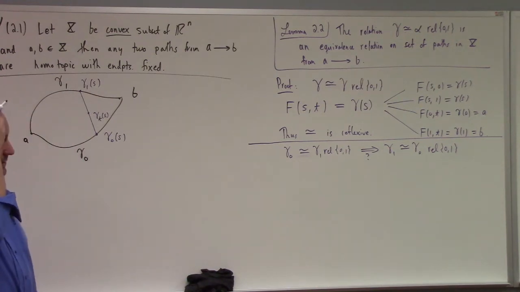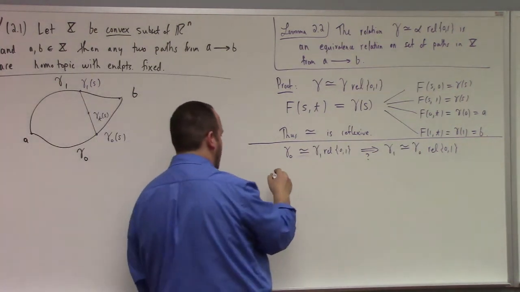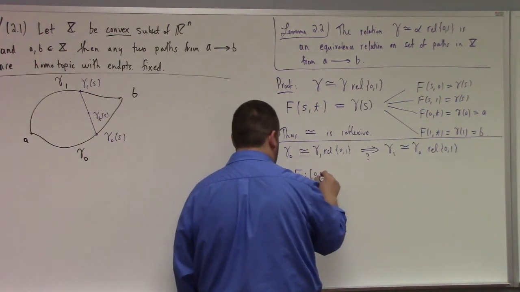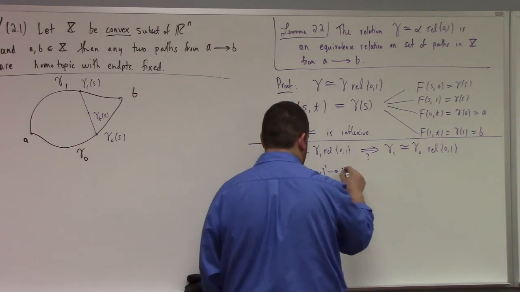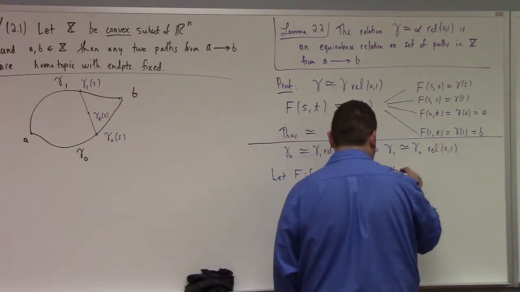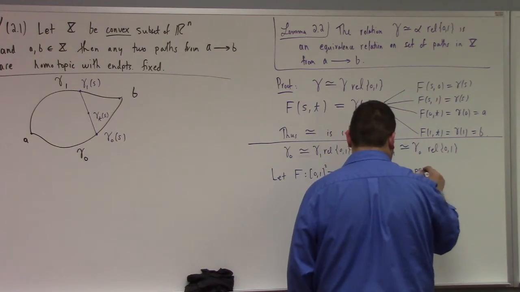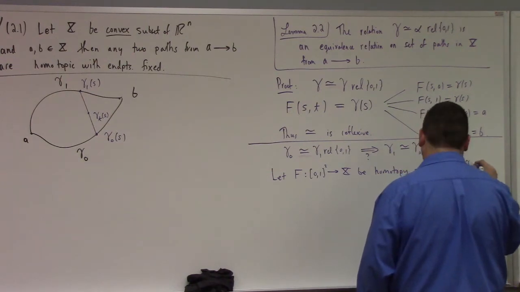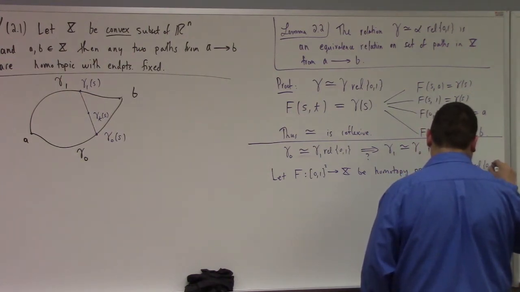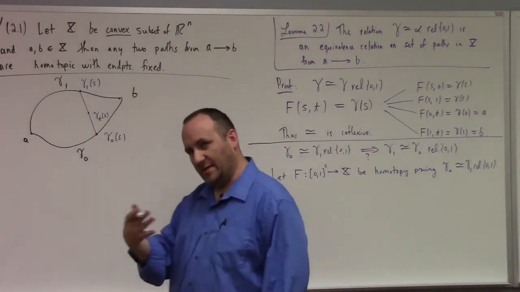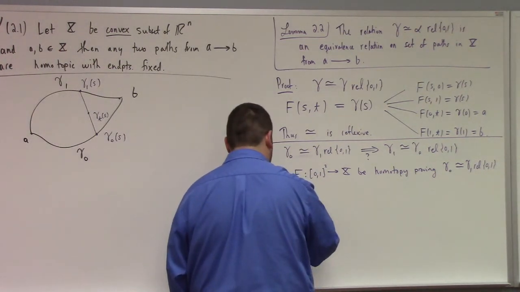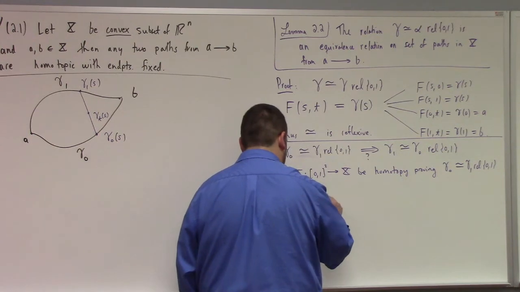So what do we have to work with? Right, so we should let F from 0, 1 squared to X be the homotopy proving gamma 0 equivalent to gamma 1. Or you could say the homotopy of gamma 0. Anyway, and then we can let G of ST equal to what?